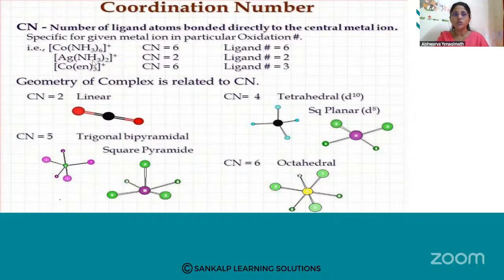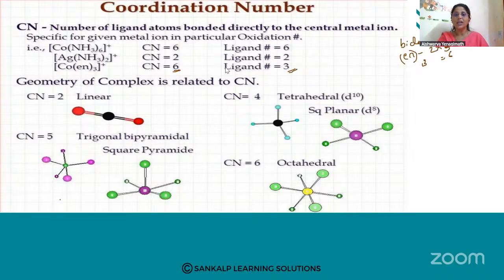Ag(NH3)2: NH3 is again a monodentate ligand. 2 are attached to silver. So coordination number is 2. Co(EN)3: EN is an example of a bidentate ligand. Each EN will have two sides. So when there are 3, how much does it become? It becomes 6. So coordination number is 6. But how many ligands are there? Only 3. So this is very important.